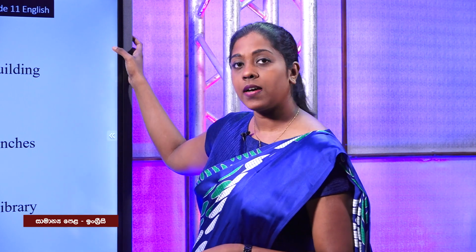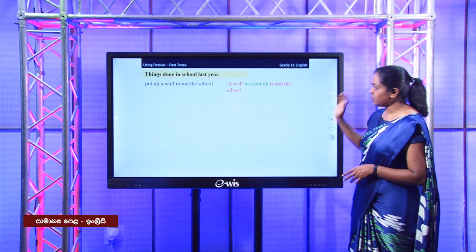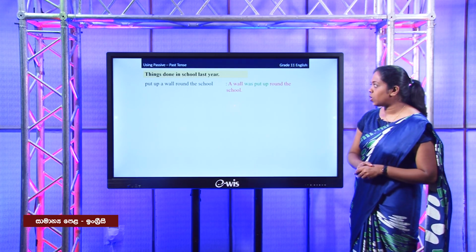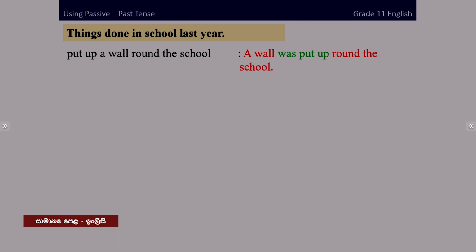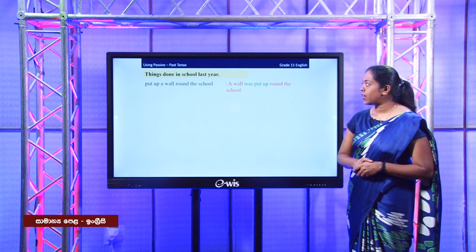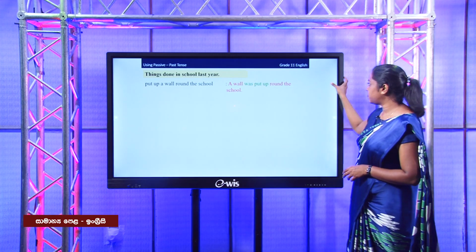Right? If you are to write these sentences or these actions in the passive voice, let's see how we can write them. This is one example. Put up a wall round the school. A wall was put up round the school. So this is another example to show that there is no need for us to use the by agent and indicate the doer when the sentence clearly says about the action. I'm going to show you the rest as well.